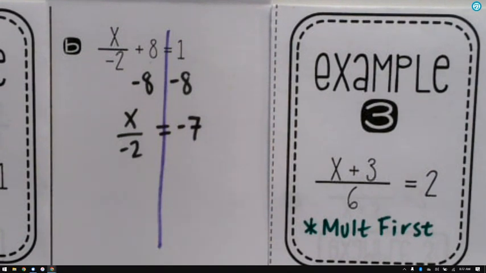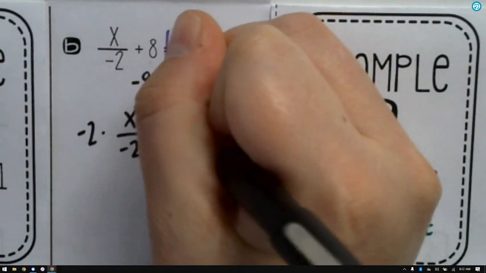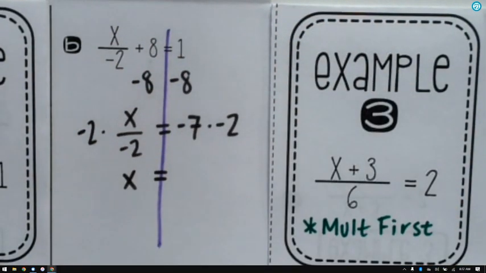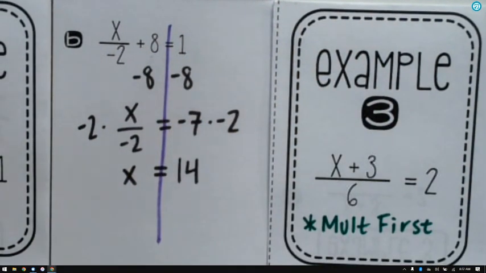Okay, and then to get x by itself, we need to get rid of dividing by negative 2. So the opposite of dividing by negative 2 is multiplying by negative 2. So x equals, a negative times a negative is positive, and 7 times 2 is 14. Groovy.